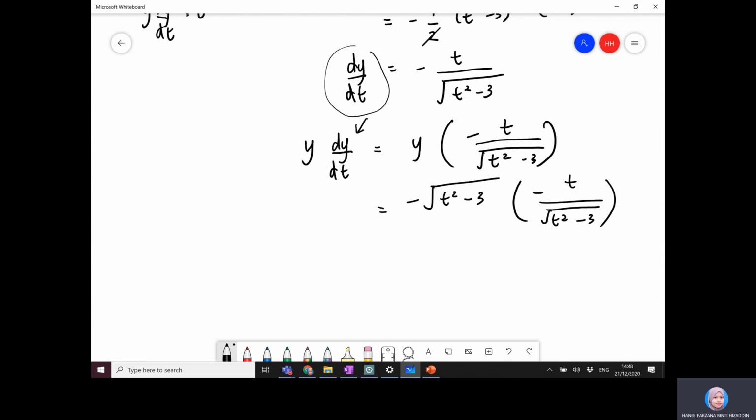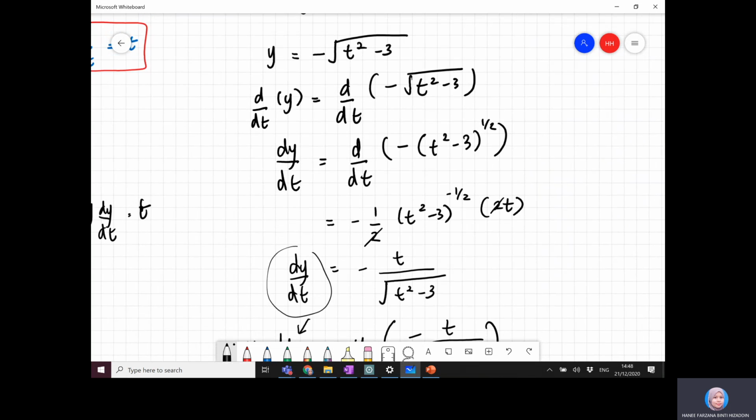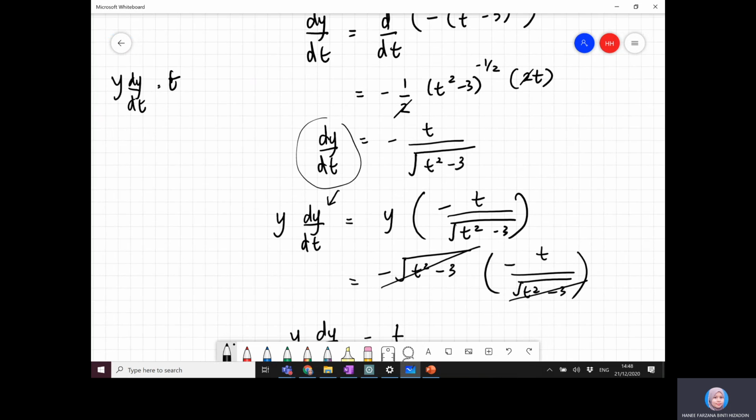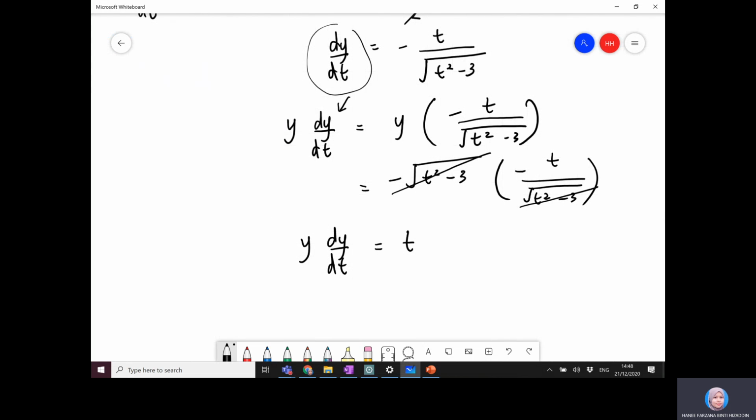Okay, so you can see that you can eliminate these terms, and negative becomes positive, so you just have t. So you have proven that y dy/dt gives you t when you substitute this explicit solution inside here. So you have verified that this is a solution of the given differential equation.